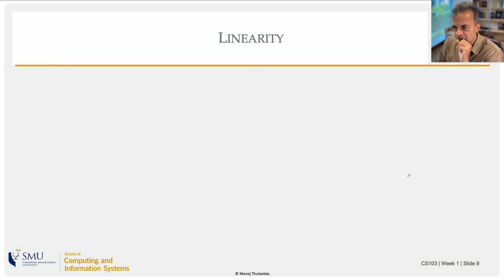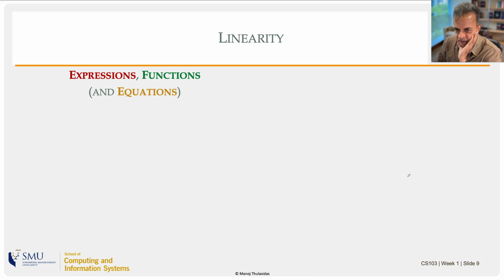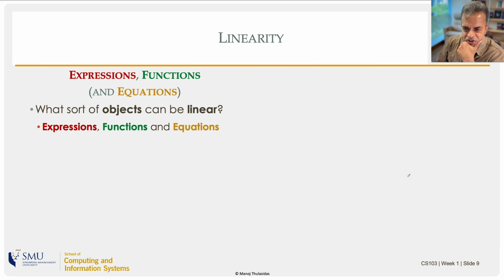Now after having defined functions, it becomes easier for us to actually write down the conditions of linearity more formally. So we will do that for expressions and functions because those are the things that we know. But we will say that the same thing applies for equations. We haven't defined equations yet, but we will momentarily. So what sort of objects can be linear? Expressions can be linear or nonlinear. Functions can be linear or nonlinear, and so can equations be.